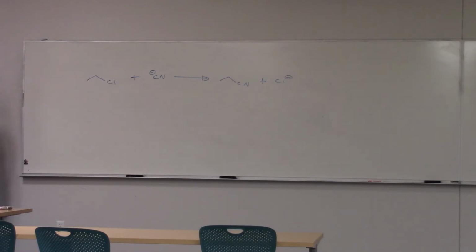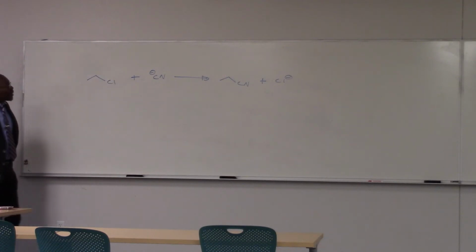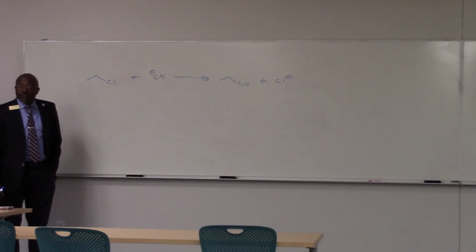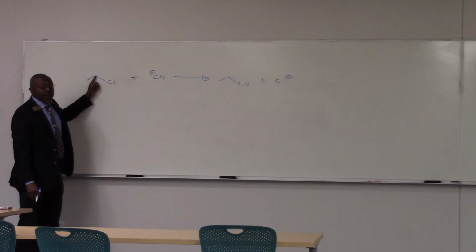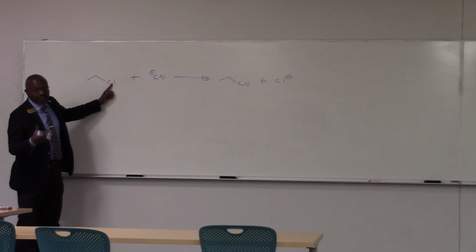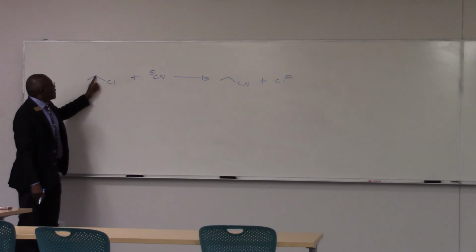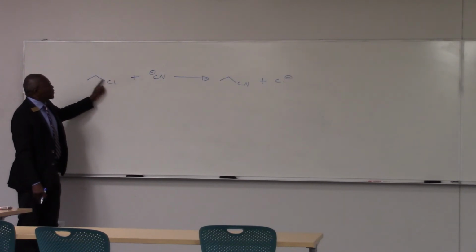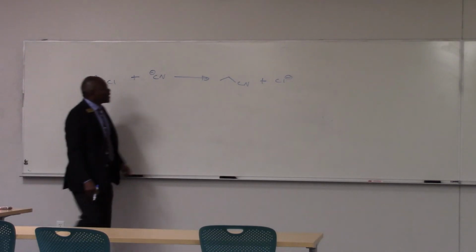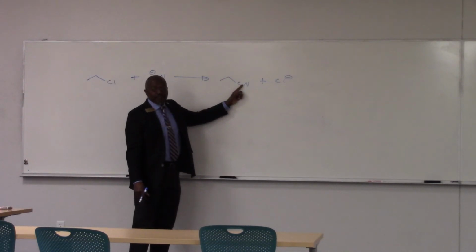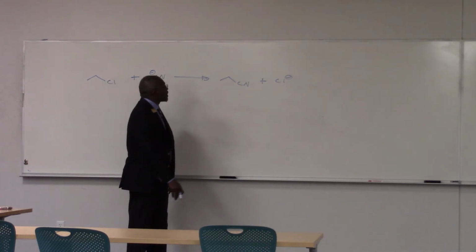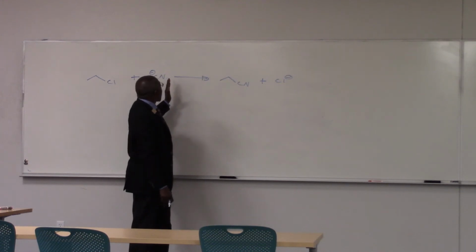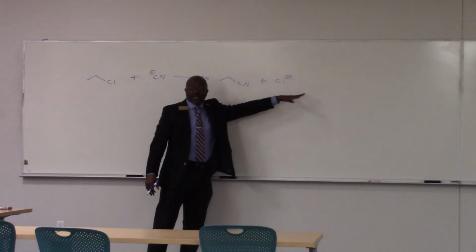What has happened? Well, we have done a substitution reaction. This carbon, the alpha carbon, in my substrate was bound to chlorine. The organic molecule is the substrate. The alpha carbon in the substrate is bound to chlorine. In the product, it's bound to CN. So I've replaced a Cl by CN. And I expelled chloride.